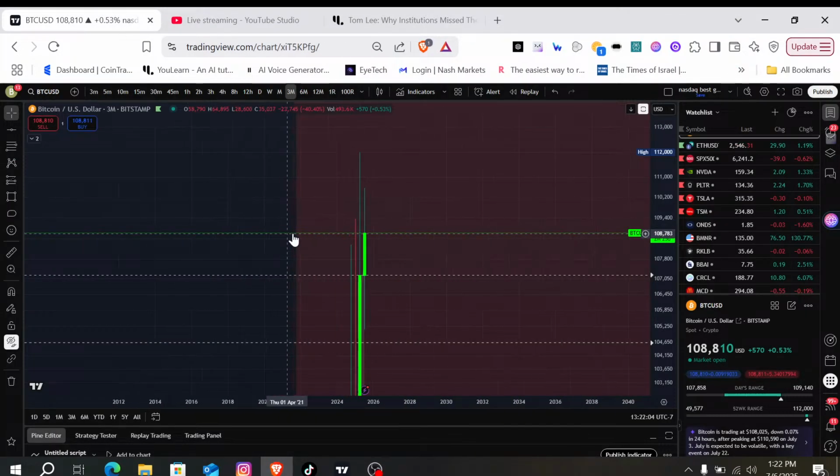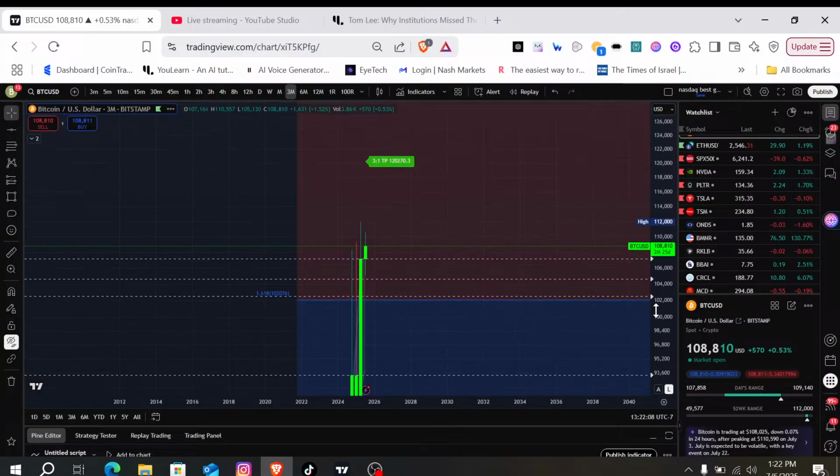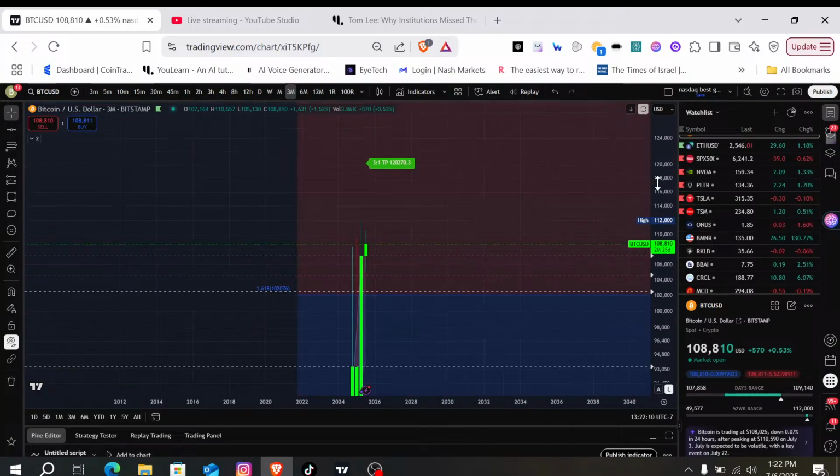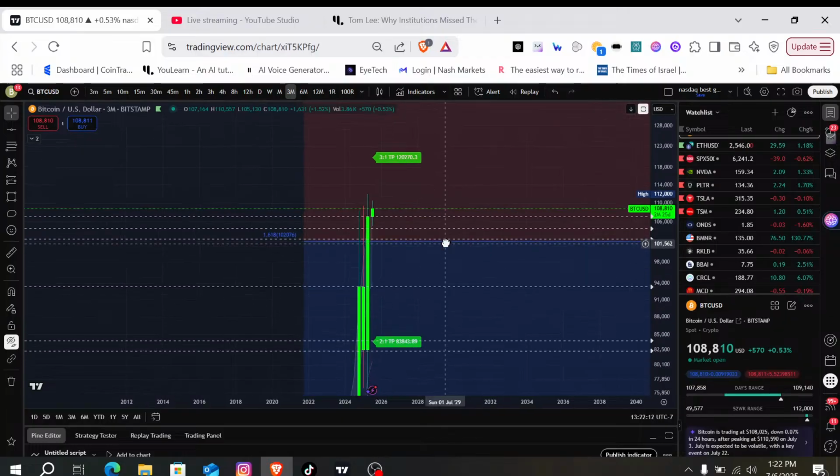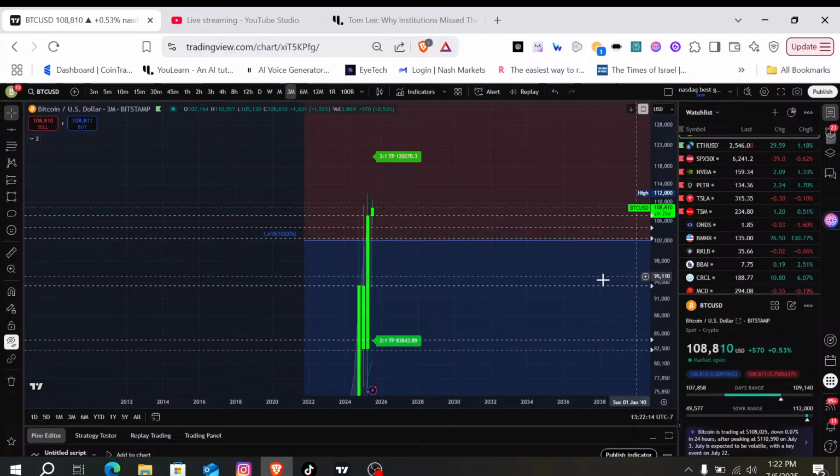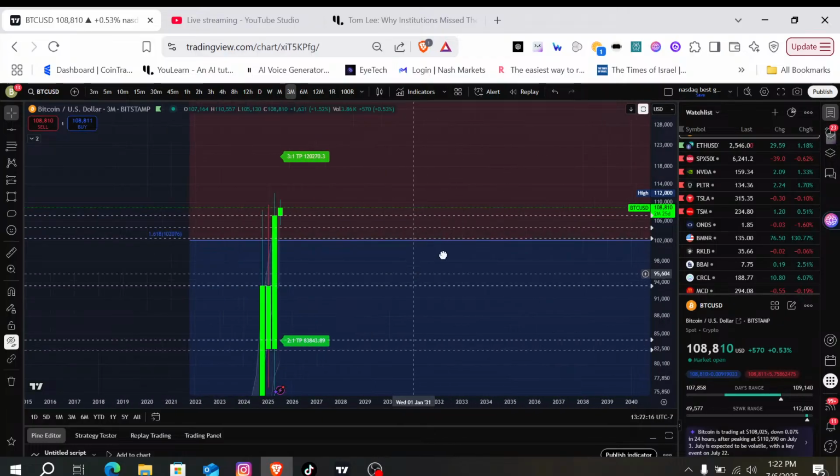Alright, you guys, so now we're gonna go and cover Bitcoin. Here's Bitcoin on a 3 monthly candle. These 3 monthly candles are very important where they close.